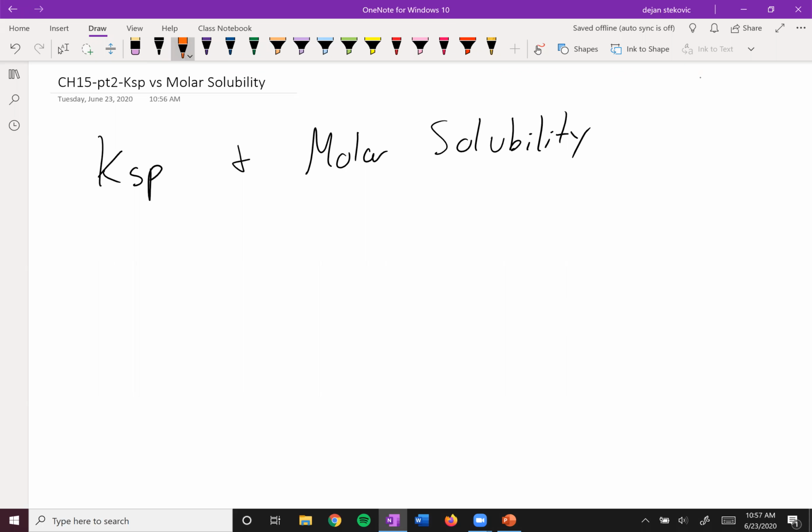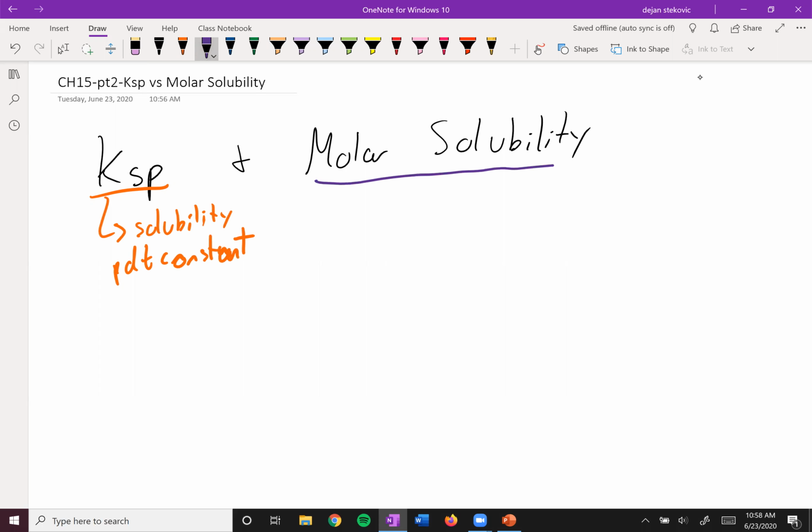All right, so last time we talked about KSP, and we said KSP is the solubility product constant. But when we're talking about solubility, we don't always use KSP. Another commonly used term is molar solubility.